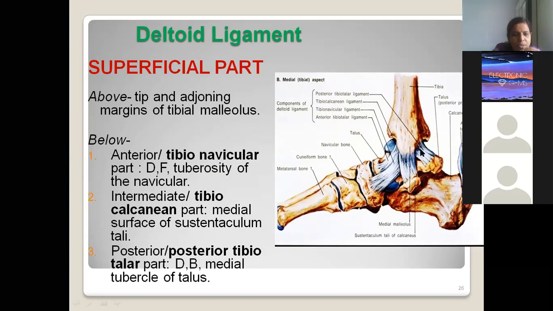Then we have posterior fibers. The posterior fibers are going from the tibia to the talus. That is behind; the anterior was in front and this is behind, and both are dorsal, that means above. To be more specific, which part of the talus? The medial tubercle of the talus. This itself is a 3 marks question. Very, very important, the deltoid ligament. Is it seen on the medial side of the ankle joint or the lateral side? Medial side, near the medial malleolus.